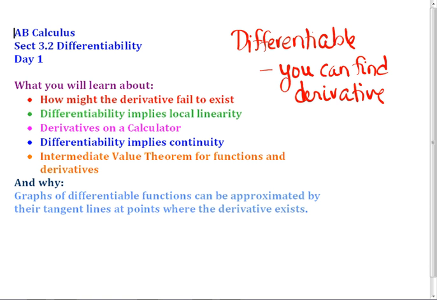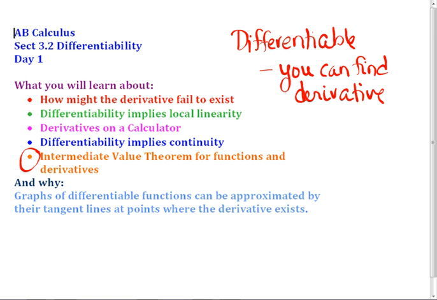Okay, so you guys, I want to find out, when does the derivative fail to exist? We'll talk about differentiability implies local linearity. Derivatives on a calculator, we should know how to do that, but I can review it. It's up to you. And if you have a differentiable function, you have a continuous function. There's a theorem. You have to know that. Then we'll do intermediate value theorem tomorrow, which we've done already, but we'll do again.